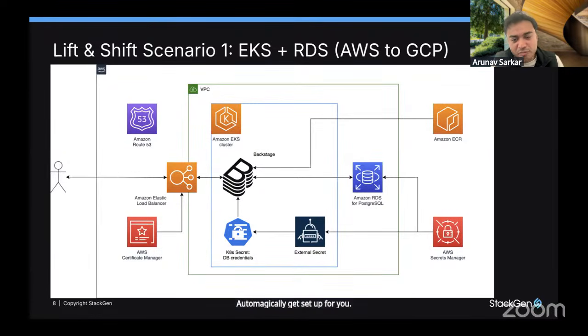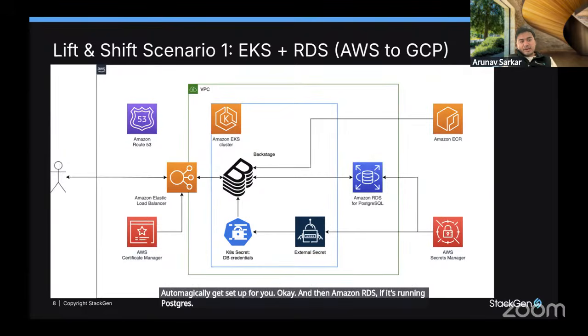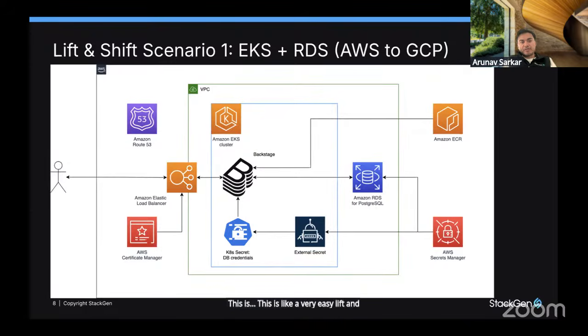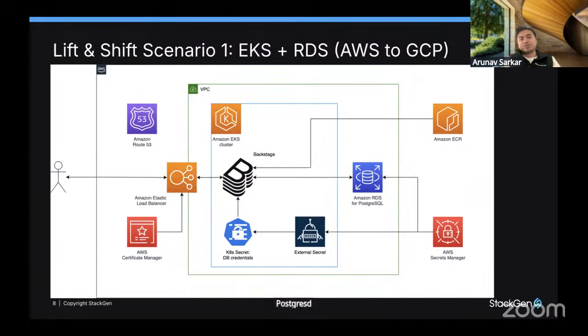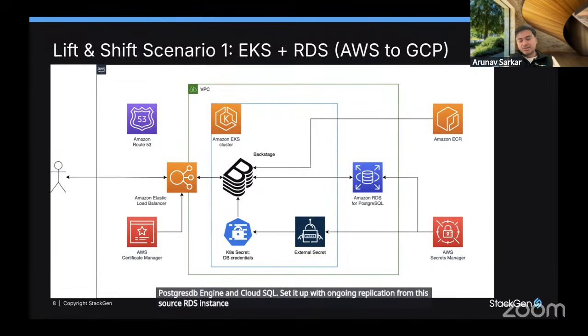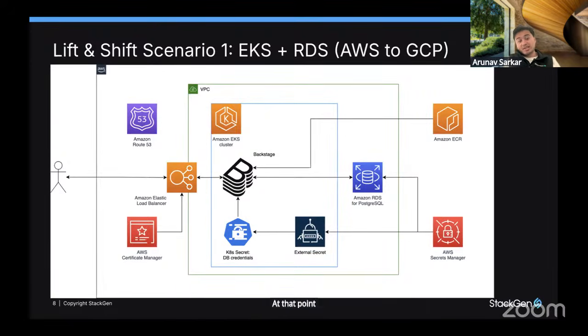Okay. And then Amazon RDS, if it's running Postgres, is a very easy lift and shift target. Going from RDS to something like Google's Cloud SQL is in most cases a very nice and easy transition. We can set up an equivalent Postgres DB engine in Cloud SQL, set it up with ongoing replication from this source RDS instance, and once that DB is synchronized and we have that continuous synchronization going, at that point we can launch our GKE cluster.